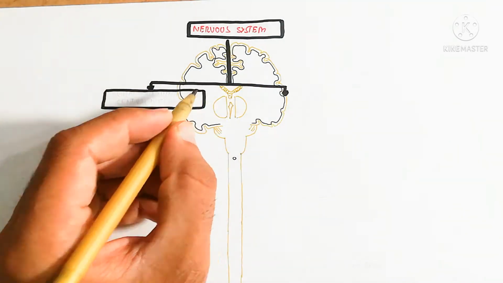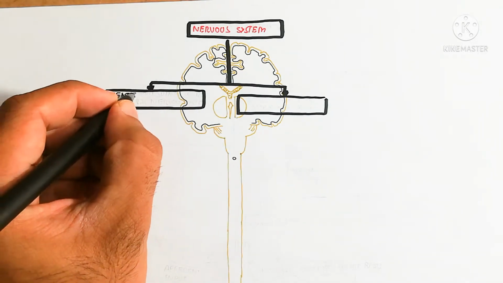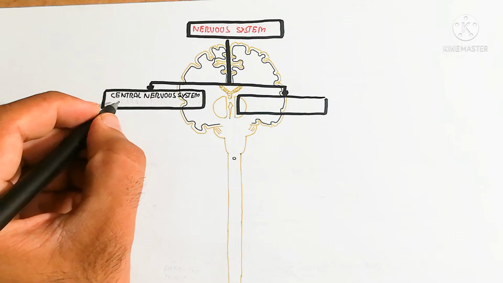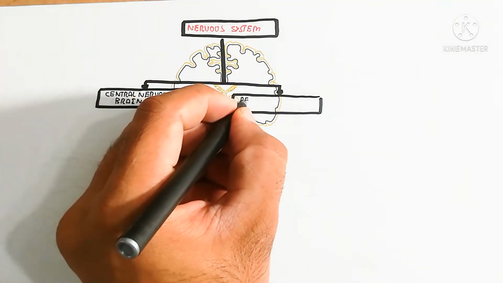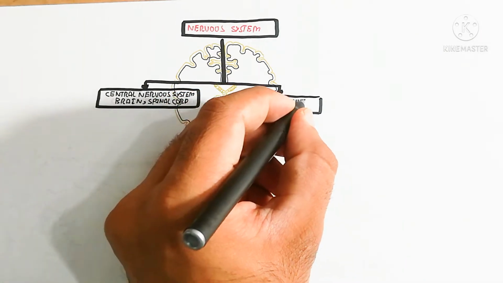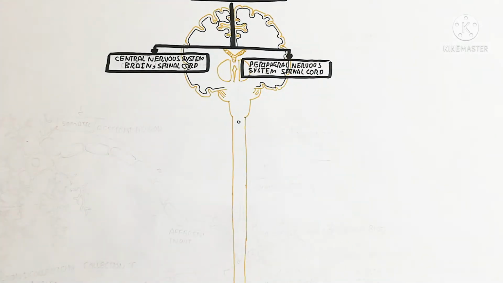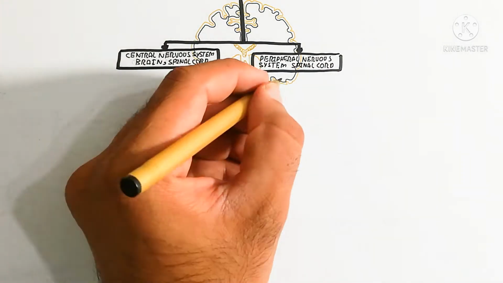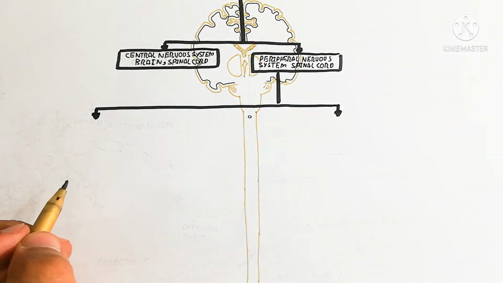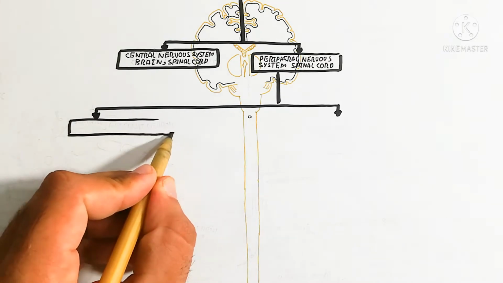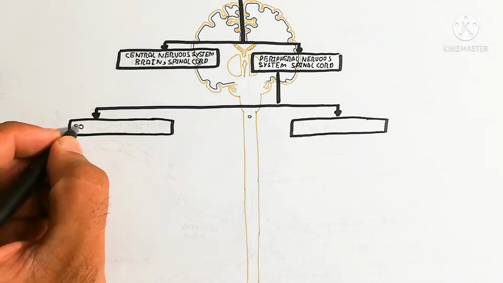So the central nervous system is made up of the brain and spinal cord, while the peripheral nervous system is made up of sensory and motor divisions, which arise from the spinal cord. So here are the sensory and motor divisions. So let's begin to understand the somatic nervous system as well as the autonomic nervous system, which further classify the peripheral nervous system.